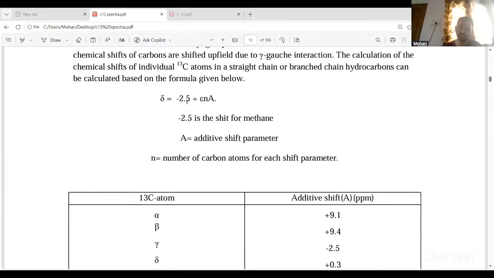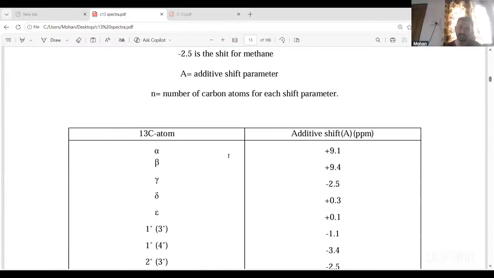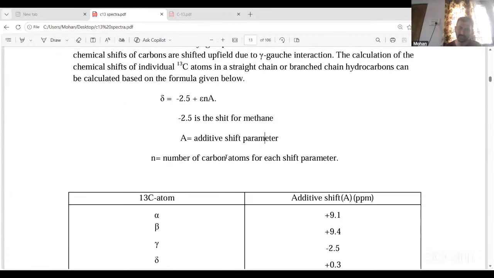So we can see here minus 2.5 plus summation of Na. The epsilon is the summation here. Minus 2.5 is the standard value of methane, CH4. Then the number of additive A is the additive shift parameter, for the groups attached to this methane.